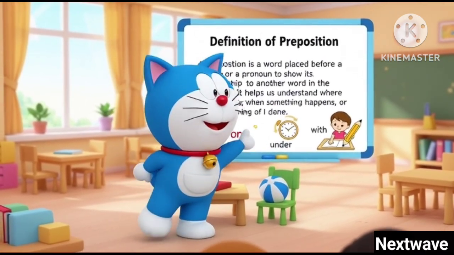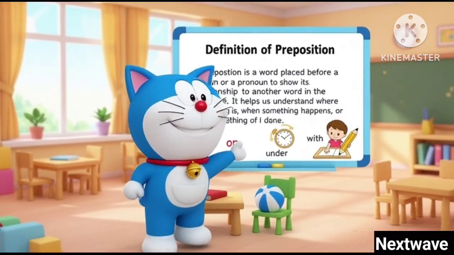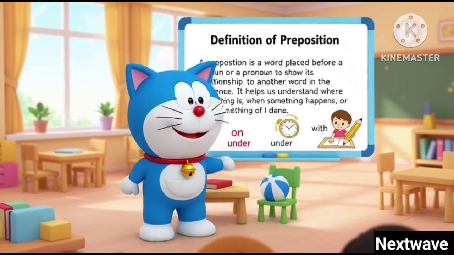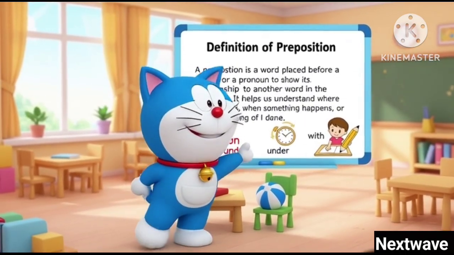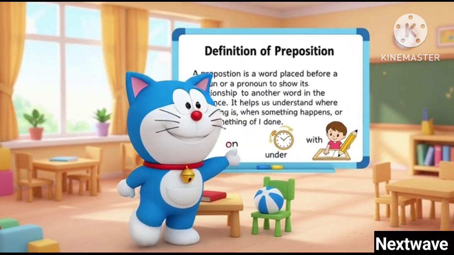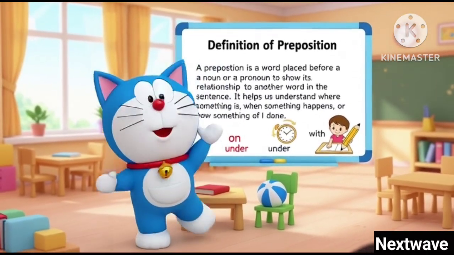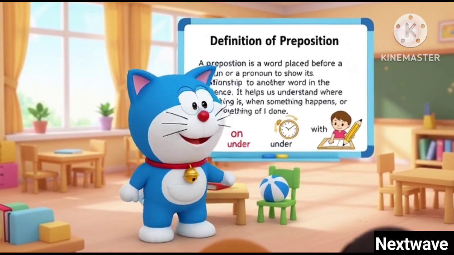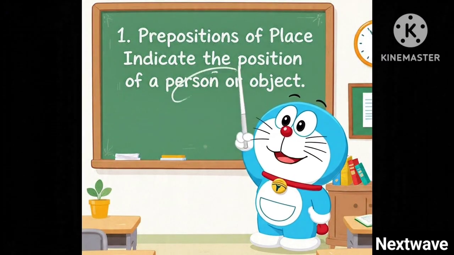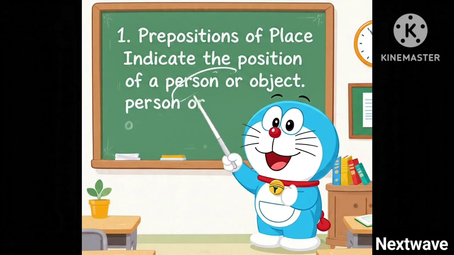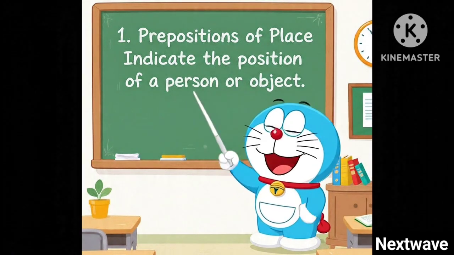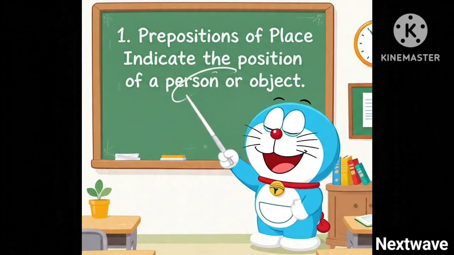Today, we are going to learn the prepositions. So, let's see what's the preposition. A preposition is a word placed before a noun or pronoun to show its relationship to another word in the sentence. It helps us to understand where something is, when something is happening. First type of preposition is preposition of place, which indicates the position of a person or object. Understood? It shows the position of the object or a person.